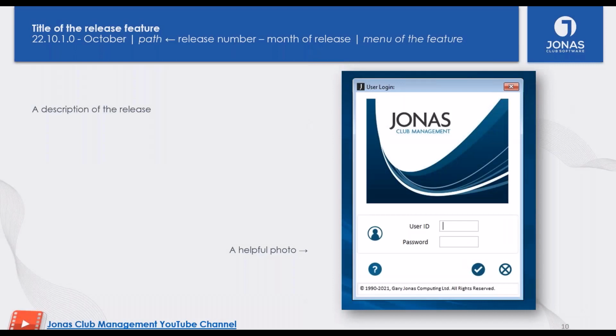Here is an example of what you're going to see throughout the presentation today. Pretty much all of the slides will look like this. You can see the title of the release feature, followed by the release number and month. So this means that you have to be on this release number for your JCM or GEM in order to have access to the feature.